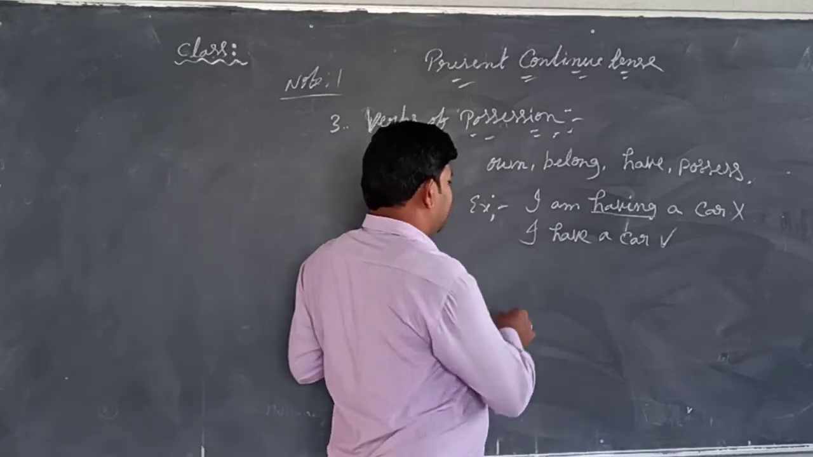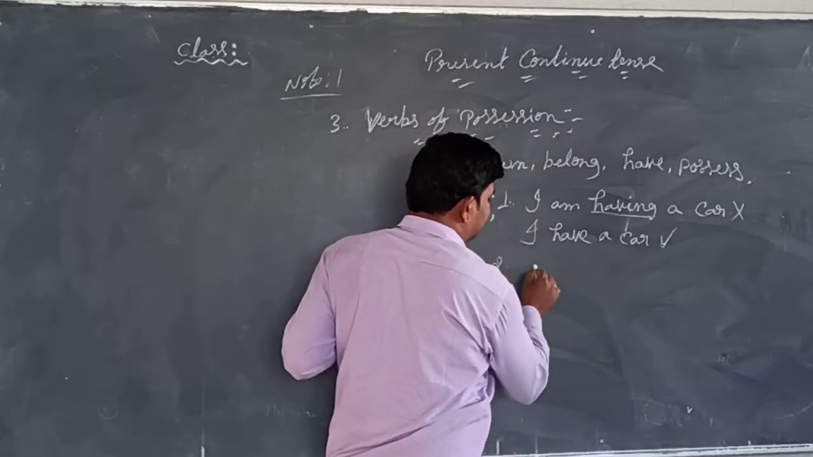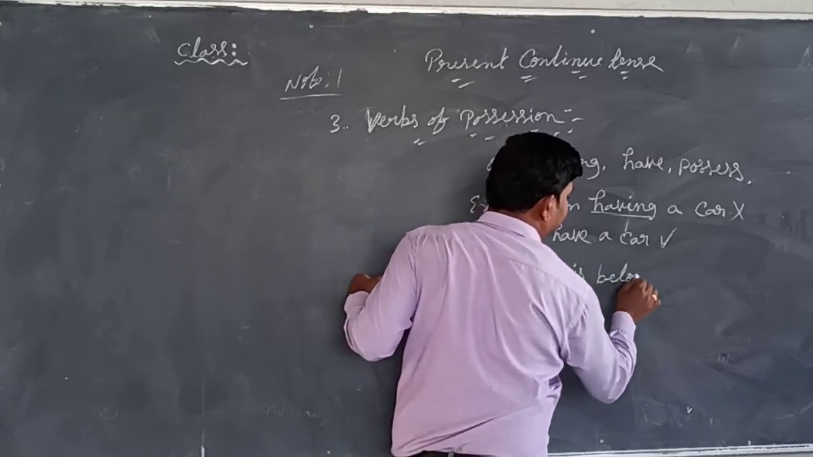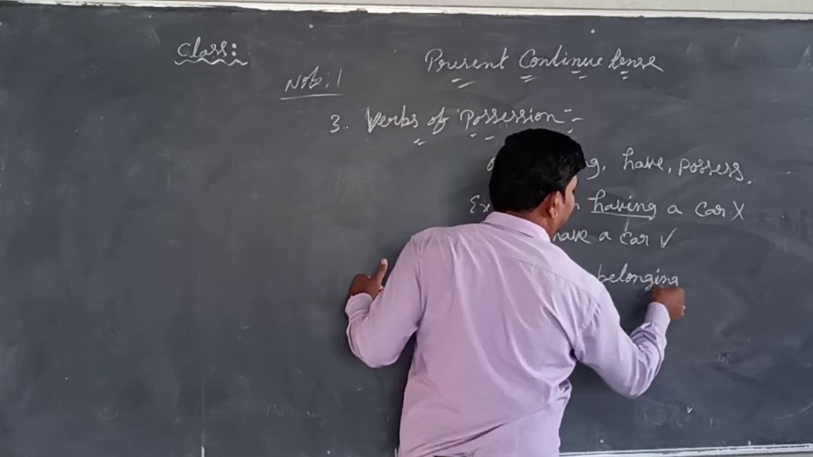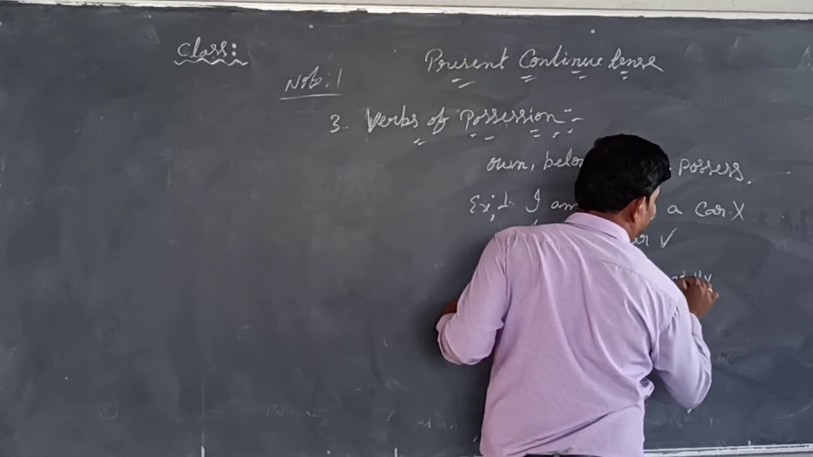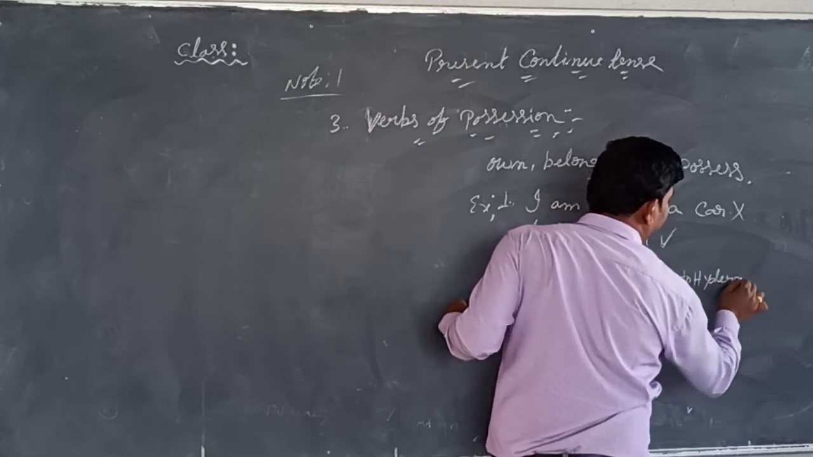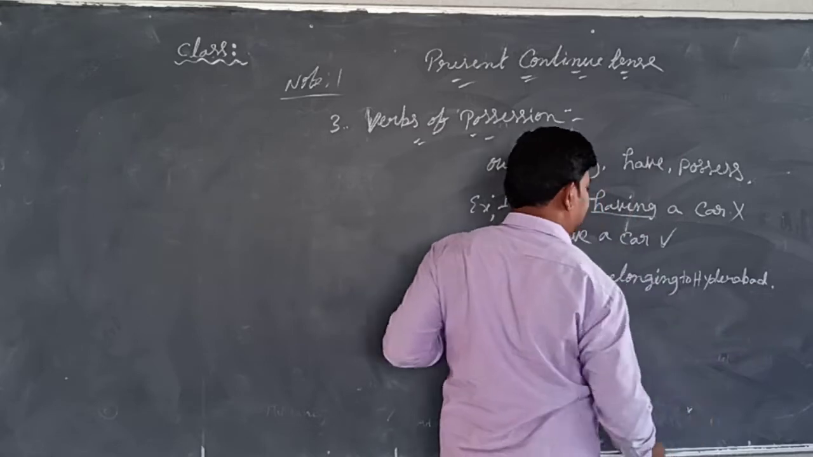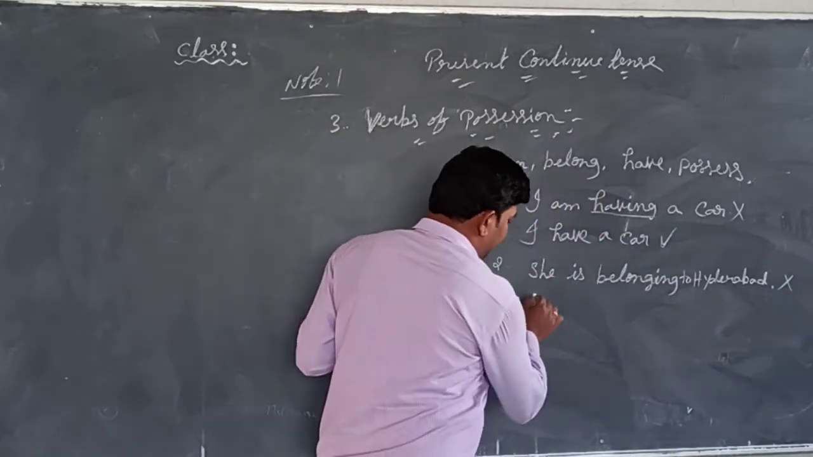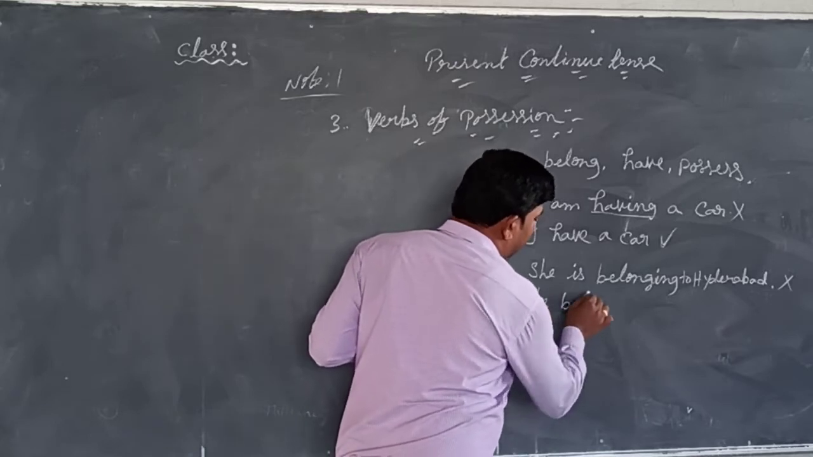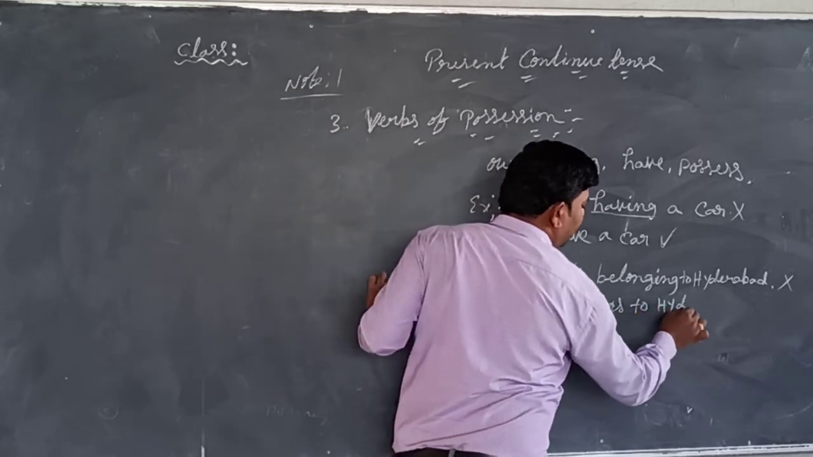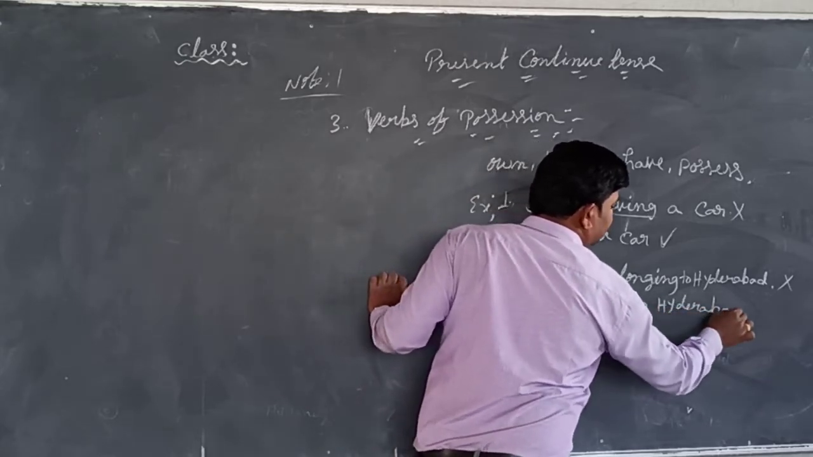And also another example, let us observe here. She is belonging to Hyderabad. Students, this is present continuous tense. This is wrong. So the right one is simple present tense: she belongs to Hyderabad.